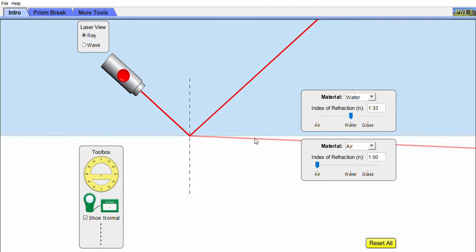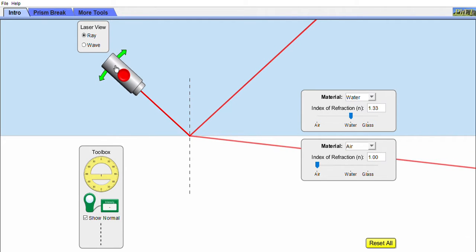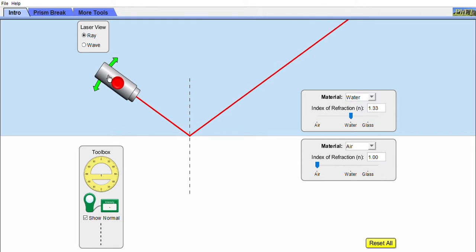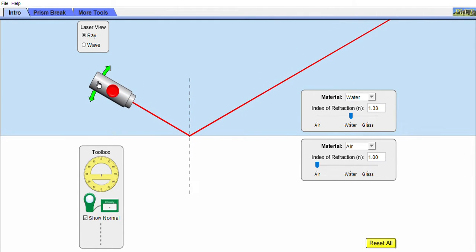So what will happen over here? Actually, what will happen is something that's called total internal reflection. The light cannot refract anymore, and everything will remain internally in this medium. And I will look at this later with all of you.